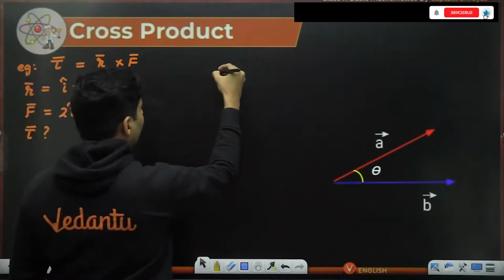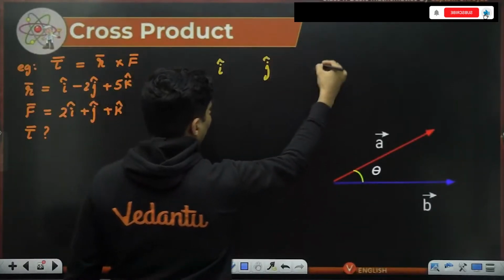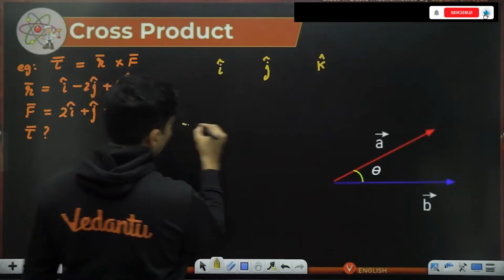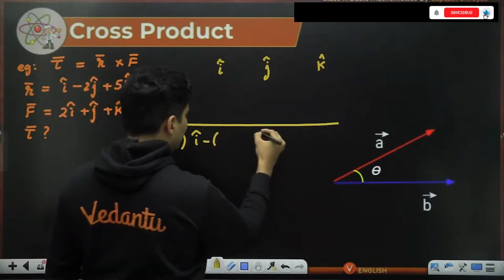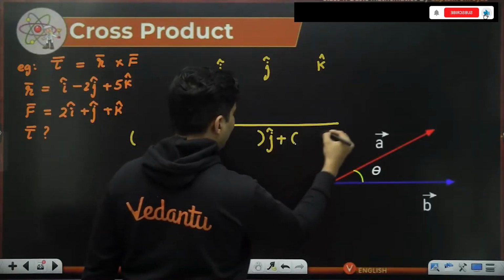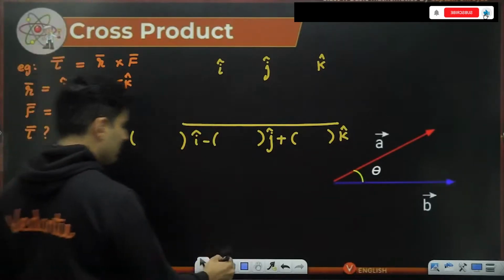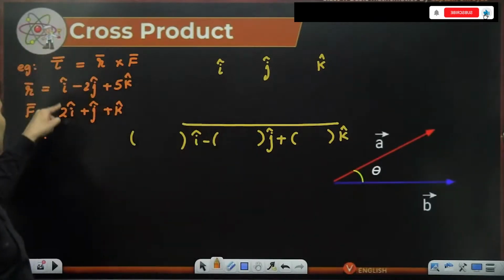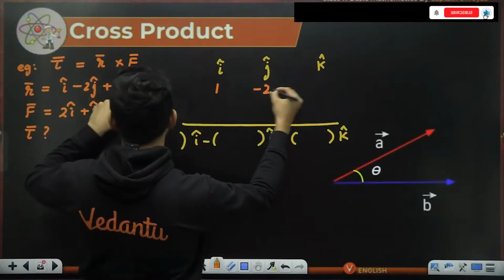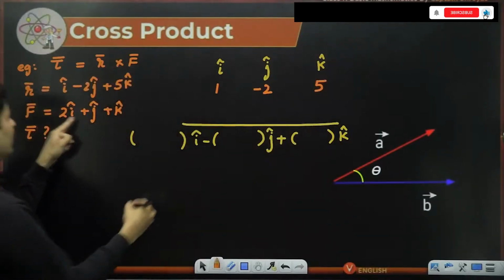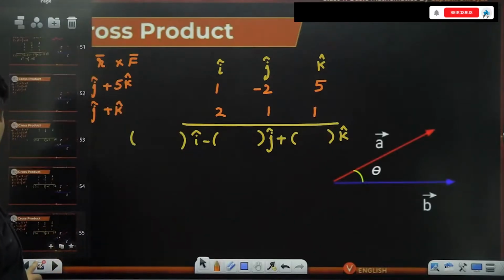So I'll start with our determinant method. You first write down I cap, then you put j cap, and then you put k cap. Leave two lines, put a big line, and you put I cap with a bracket, put minus with a bracket and j cap, and bracket of plus k cap. This is the next step. Next, start putting below ijk the individual components. For r it is 1, then minus 2, and then plus 5. For force it is 2 1 1. That is your next step. Okay, this is also done, sir.